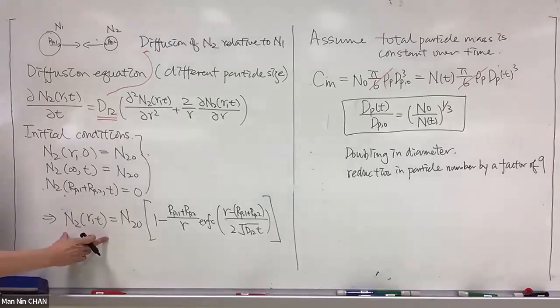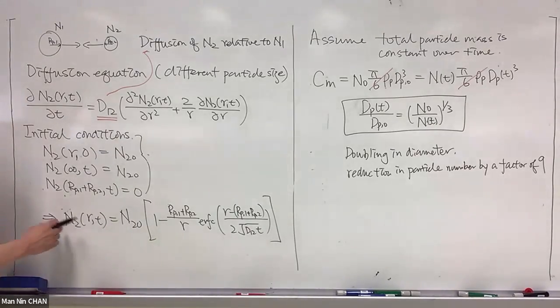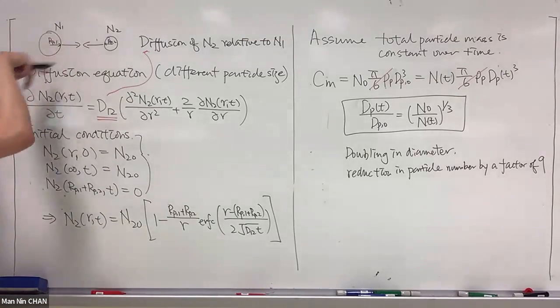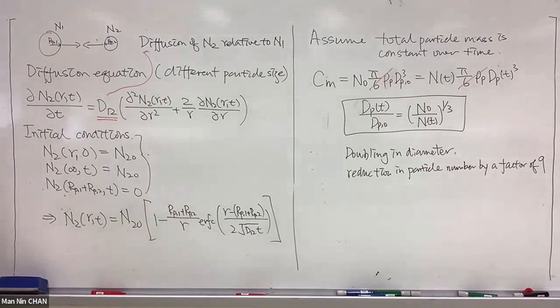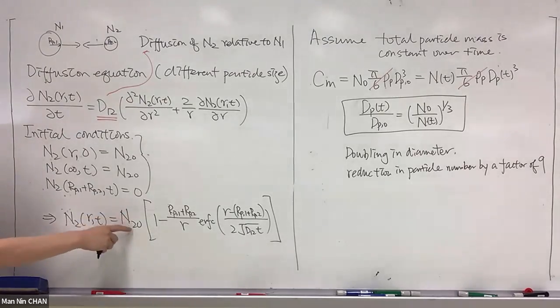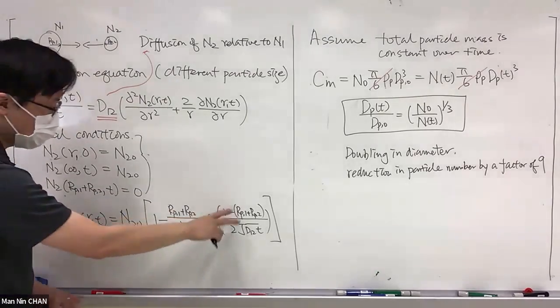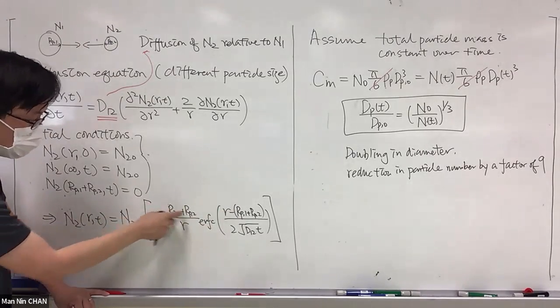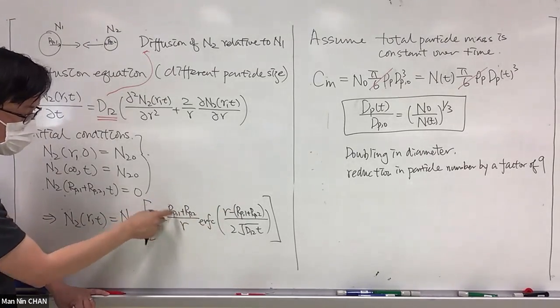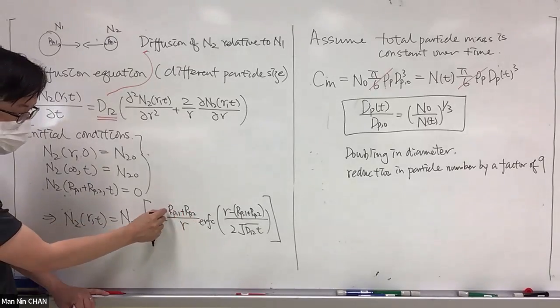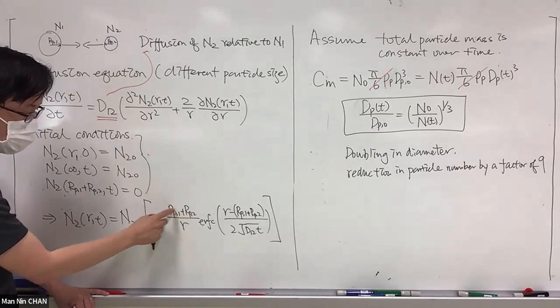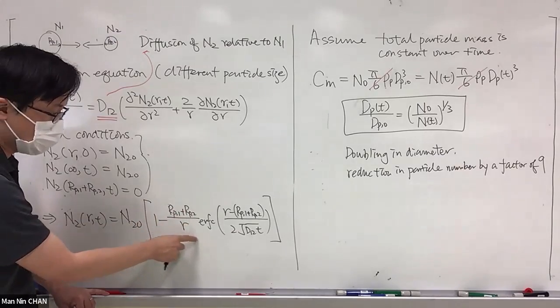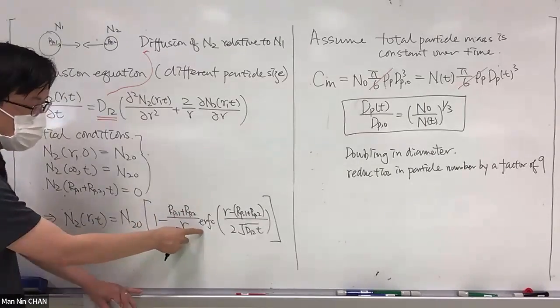So you will still have a very similar equation for the particle with the same sign. This equation tells you the distribution of the N2 around this N1, which will be equal to N2 naught times this function again. Now what is different is you use the sum of the radius of these two particles, with different size, divided by the R. This is a complementary error function.